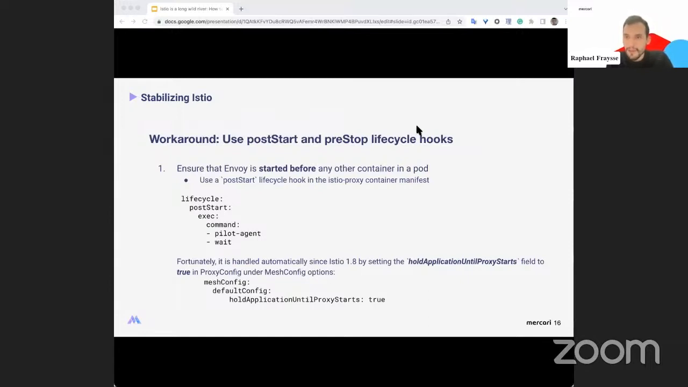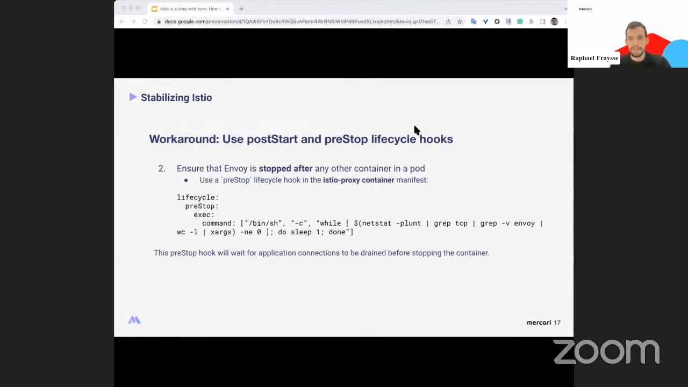And it's working very well. We have been using it for a long time, and it's pretty great. In the past, we had to do it manually by ourselves. But since Istio 1.8, there is a native setting in the configuration of Istio under meshConfig. If we set holdApplicationUntilProxyStarts to true, it will automatically do this behavior for us. The second part is about stopping Envoy after any container is done.